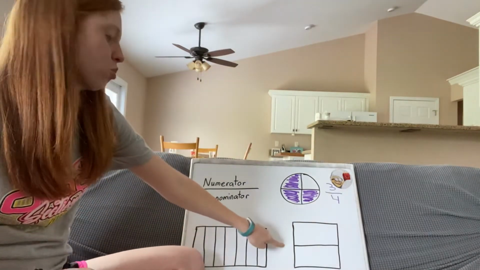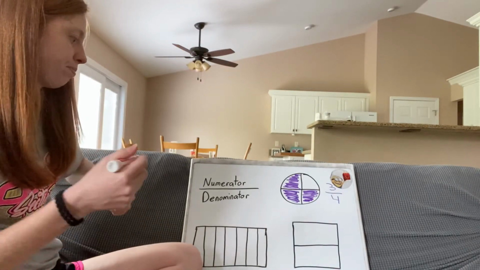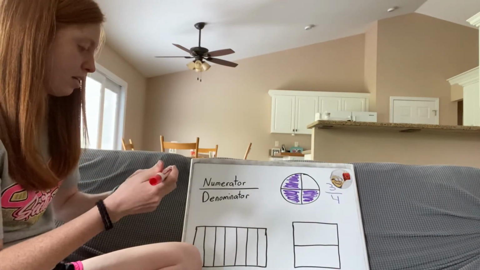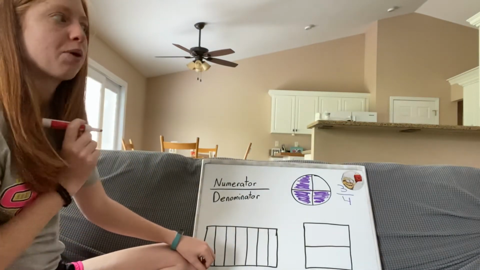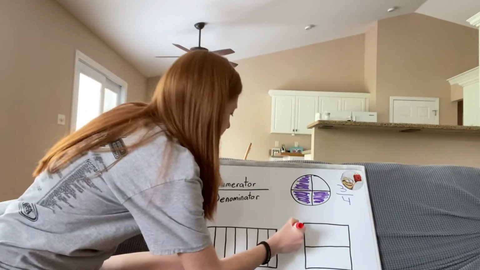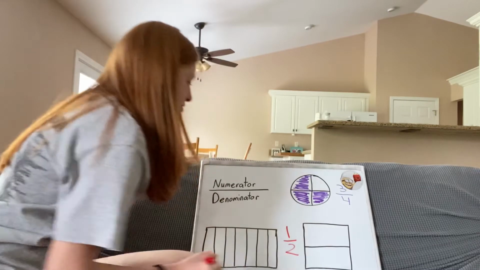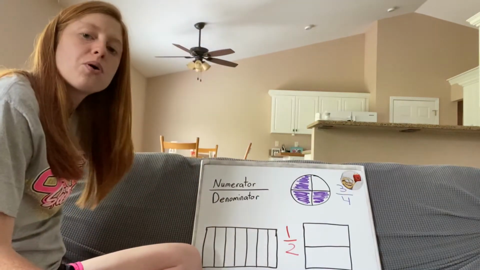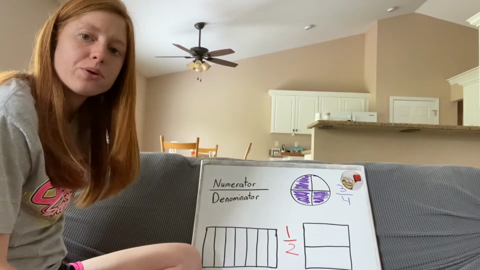Let's try another one. Let's go to the square next over here. And let's say for the square that I'm going to give you the fraction, and I want you to tell me what we need to shade in. So the fraction is 1/2. How many parts are we going to shade? 1 or 2?